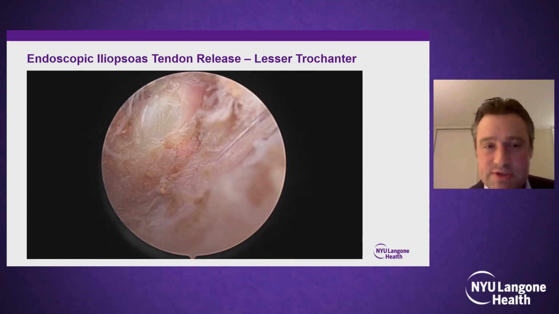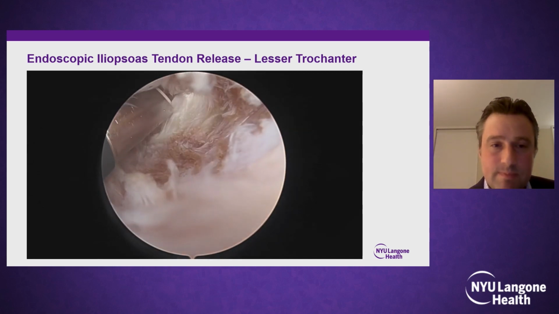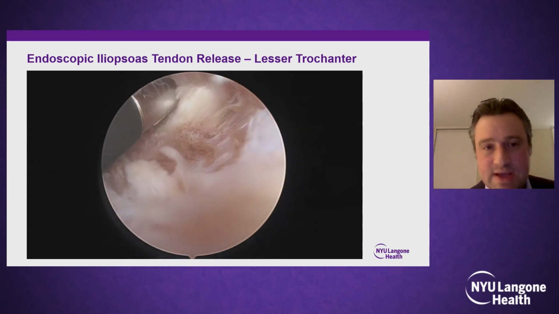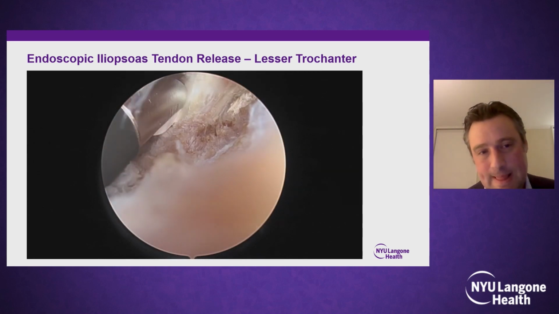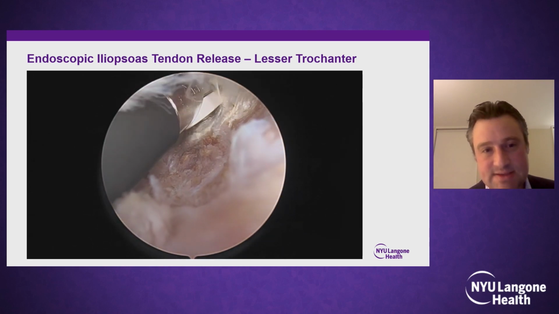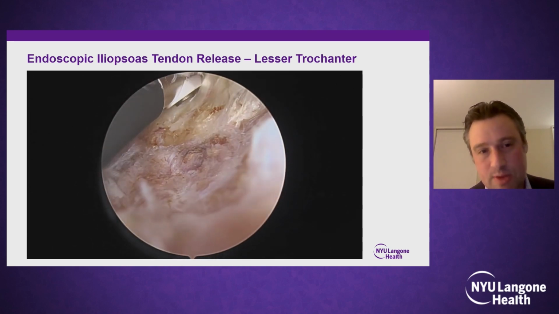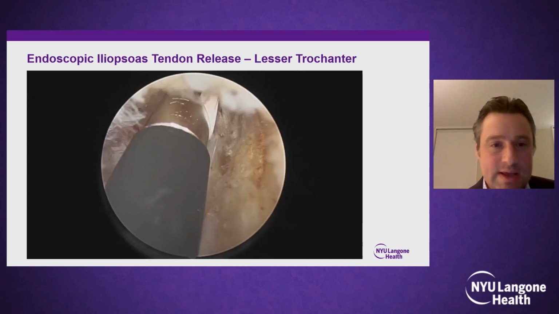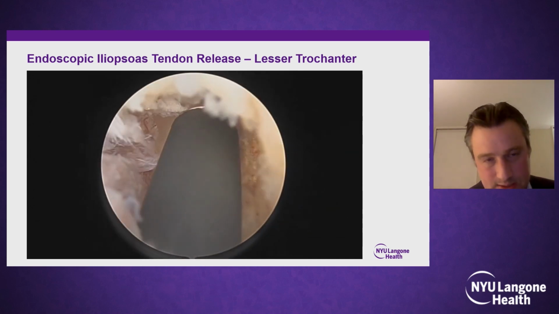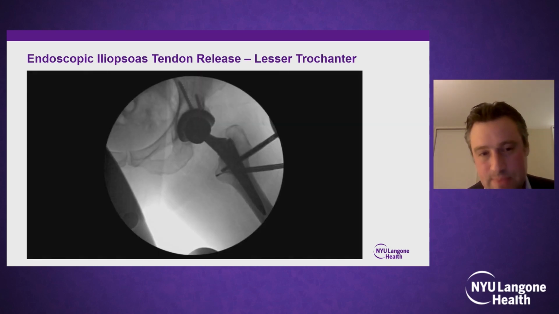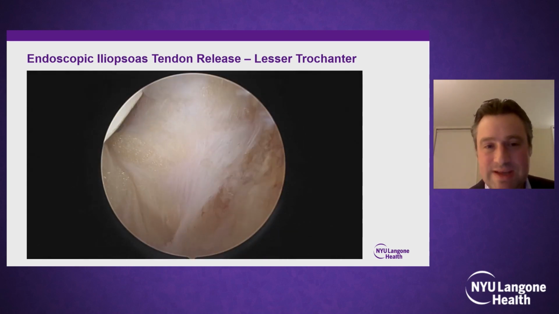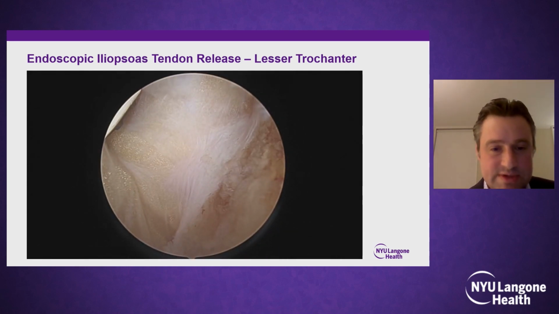I get these portals with the hip flexed 20 to 30 degrees, and then once I have access under fluoro, I externally rotate to really bring that tendon and the lesser trochanter into view. That's released approximately. Getting around that medial aspect, you can use an E-flex one if you need to, and there's a complete release there.